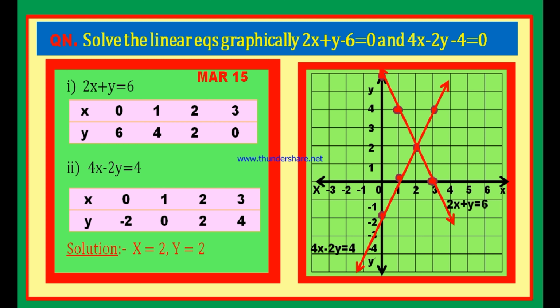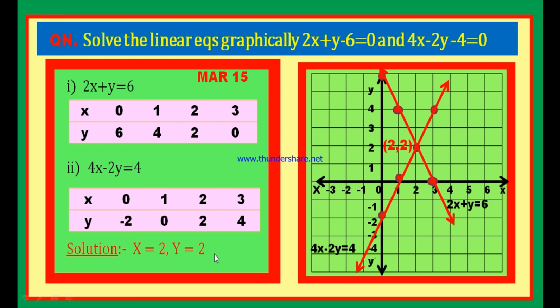Now if you observe this graph sheet, these two straight lines are meeting at a point, are intersecting at a point. This is the point. And at this point x value is 2 and y value is also 2. Therefore the coordinates of this point are 2, 2. X is equal to 2 and y is equal to 2. Therefore the solution of the given linear equations is x is equal to 2 and y is equal to 2.